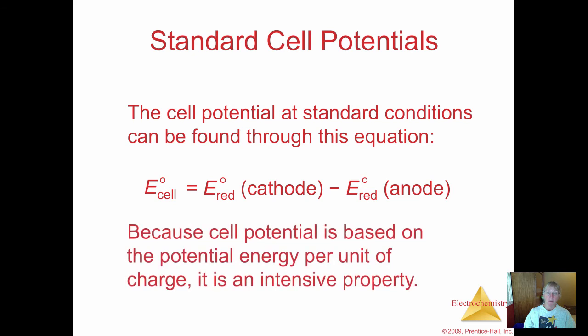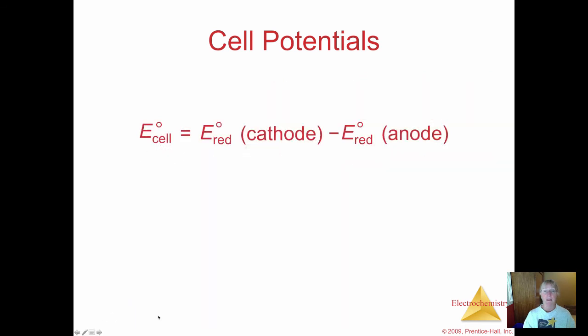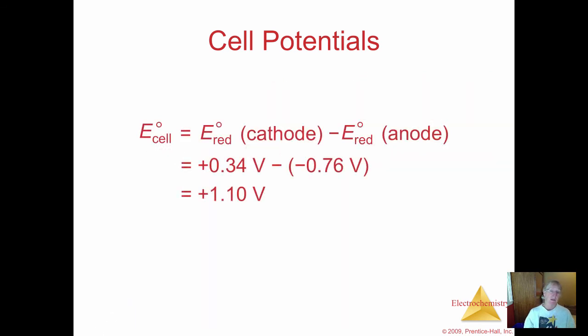So we go backwards. It's going to be cathode minus anode. So if this is the reduction potential at the cathode, and this is the reduction potential for the reaction at the anode, written backwards, you simply go 0.34 minus a negative 0.76, and that's the same as adding a positive 0.76. The voltage that this cell would read once you close the switch and connect the external circuit is 1.10 volts. It's really just that simple.